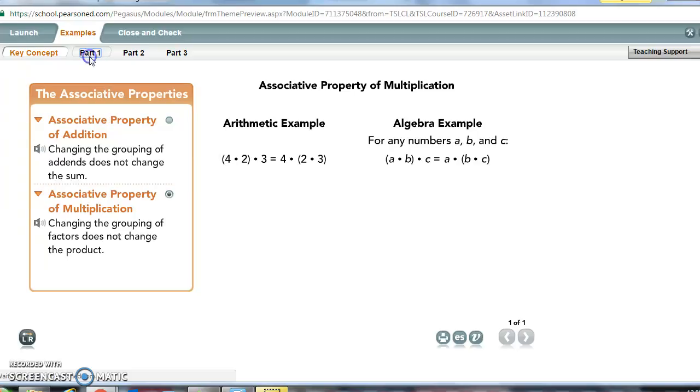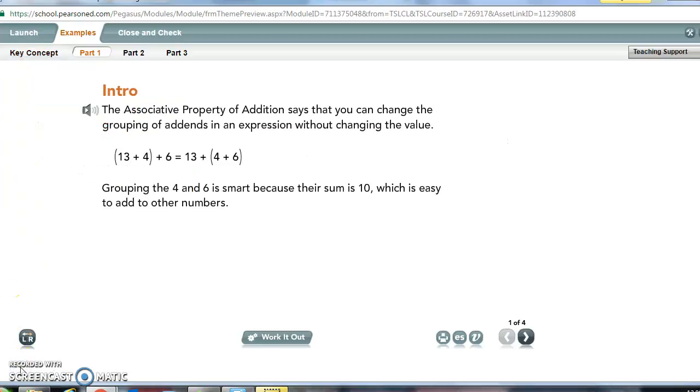On to part 1. The associative property of addition says that you can change the grouping of addends in an expression without changing the value. So notice the numbers are the same in the same order, but they're moving the parentheses. Grouping the 4 and the 6 is smart because their sum is 10, which is easy to add to other numbers. So here they have 13 plus 4 plus 6.